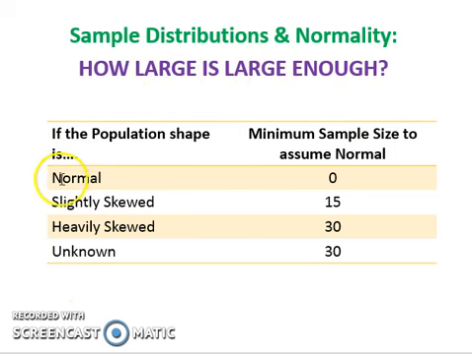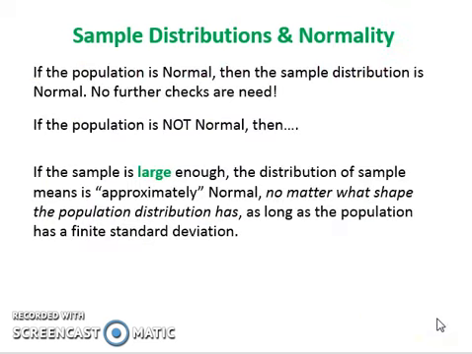So as long as your population is normal, it doesn't matter the sample size. We can assume that the sampling distribution will also be approximately normal. If we don't know it, or if we have a heavily skewed one, we have to take samples of at least 30. And if it's only slightly skewed, samples of 15 or more are sufficient. Okay? So again, I'm reiterating a bunch here because I need you to know this.